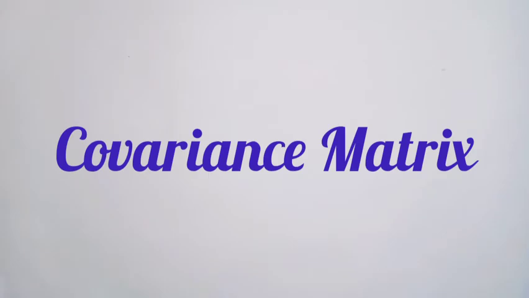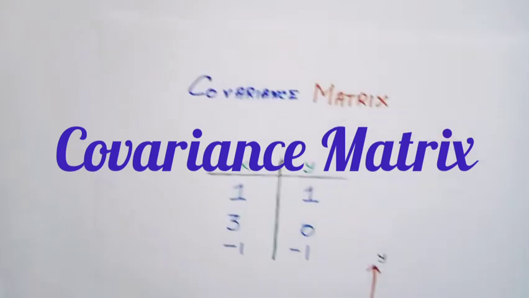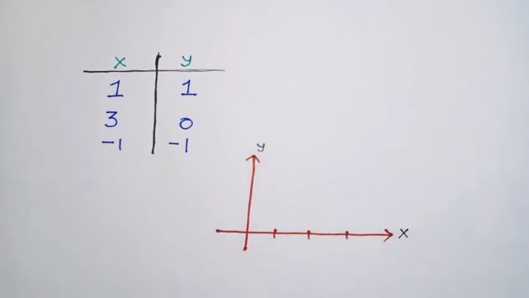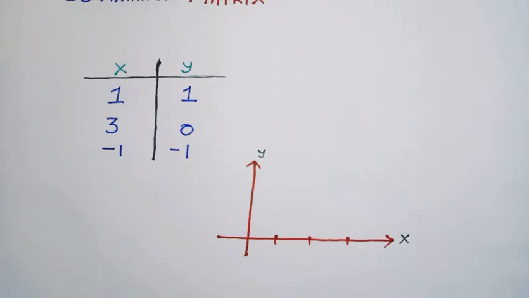And before we start showing you what is a covector, what I'm going to show you is what is a covariance matrix. I think I have shown this in the earlier video, but that was in a rush, so I will explain it in a better fashion, and this is how it happens. For example, we have taken a graph, and here there are two variables, x and y. When x is 1, y is 1; when x is 3, y is 0; and when x is -1, y is -1.